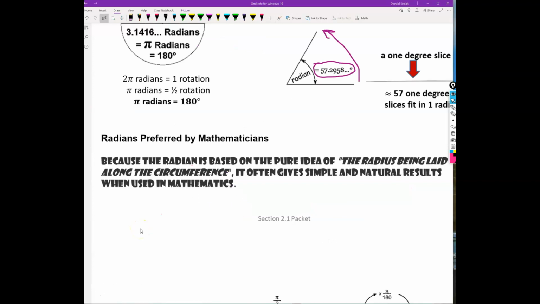Radians are preferred by mathematicians because it's based on the pure idea of taking the radius and laying it along the circumference. Most of the time it simplifies calculations when we work in radians as opposed to working in degrees, and that's why it's preferred in scientific endeavors.